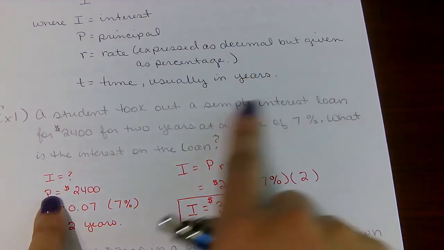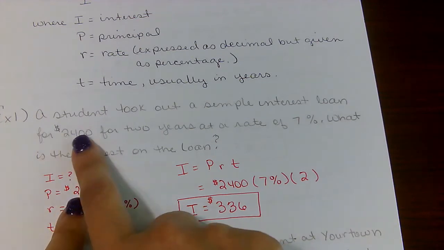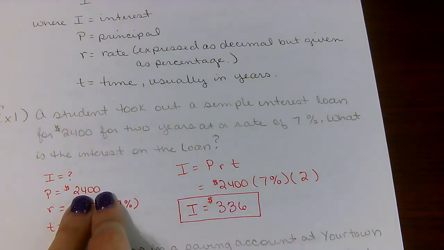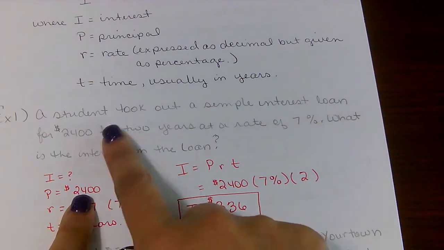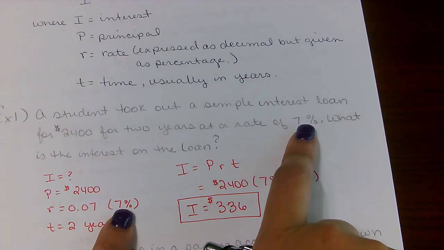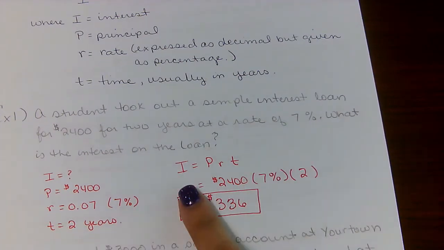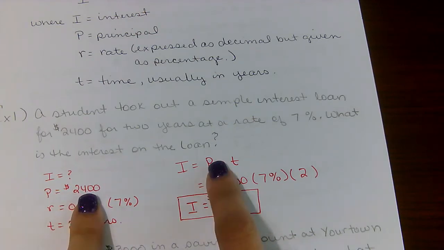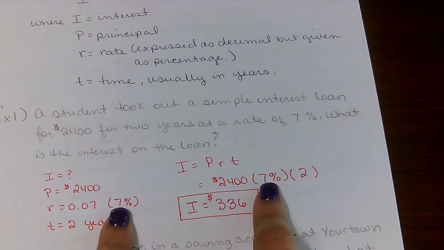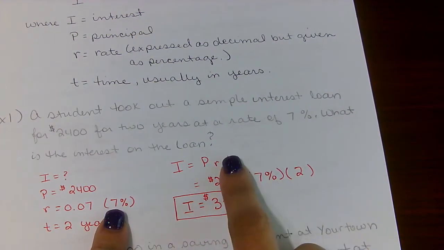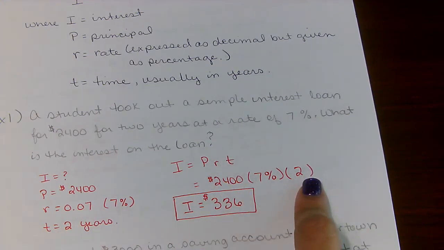Our principal, think of it as the amount you put down or the amount you borrow. In this case, the principal is $2,400. Time is going to be 2 years, and our rate is 7%. I'm going to go ahead and put down my formula here and then include the variables: 2,400, R, notice here I use it as 7%. It's a little bit easier when you have the percent sign. And T is going to be 2.